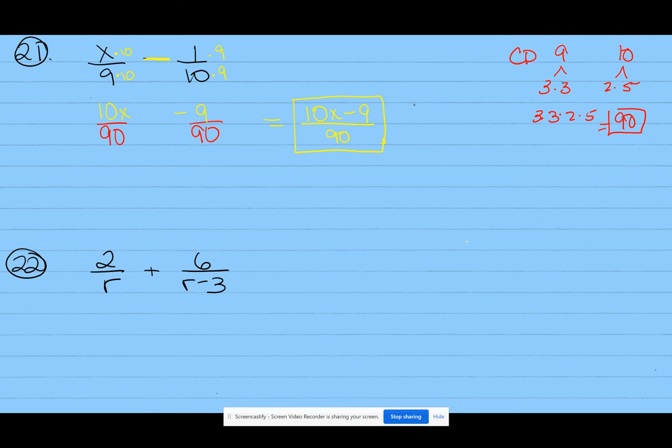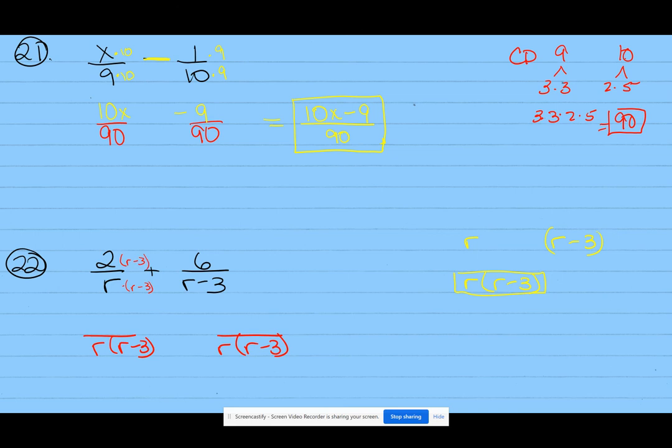All right, let's look at the common denominator for r and r minus 3. Well, I can't factor either one of them. I take all of the first one and then the second one. So again, the common denominator is just the two of them multiplied together. We have an r and an r minus 3. That's the common denominator.